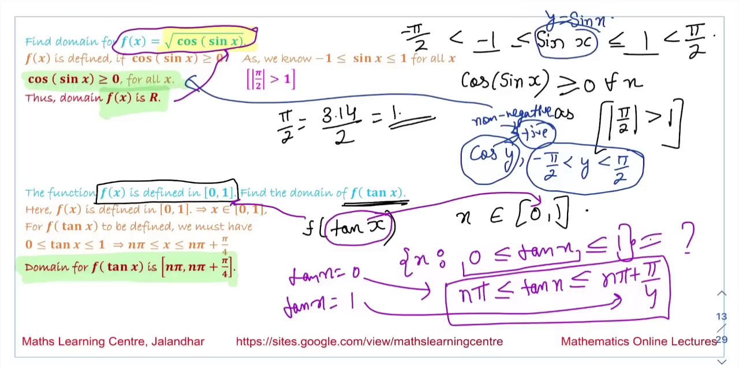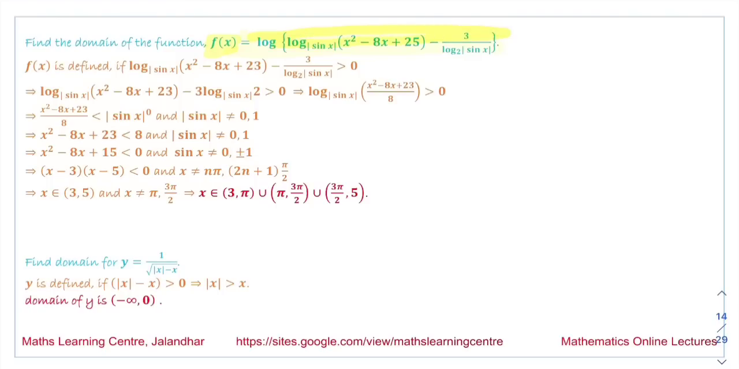Now next we are given the function f(x) is equal to log of log to the base mod of sin x of (x square minus 8x plus 25), minus 3 over log to the base 2 of sin x. We have to find the domain of this function.